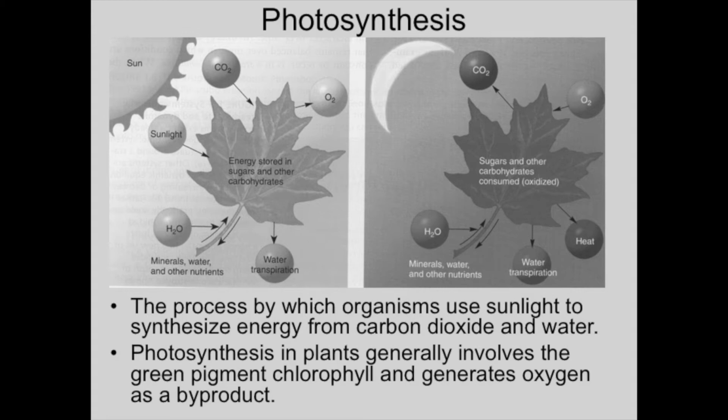Photosynthesis, again, is a process. It's a mechanism of reproduction or change within a system by which an organism, in this case a plant, uses sunlight to synthesize energy from carbon dioxide and water. Photosynthesis in plants generally involves the performance of a green pigment, in this case chlorophyll, and it results in the creation or the generation of a particular element known as oxygen. Oxygen is a byproduct of this systematic process.